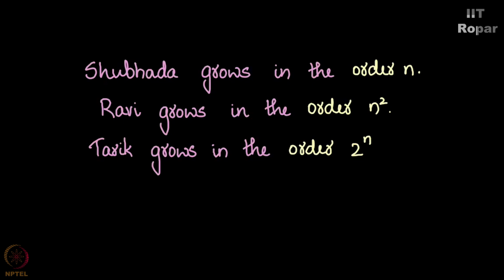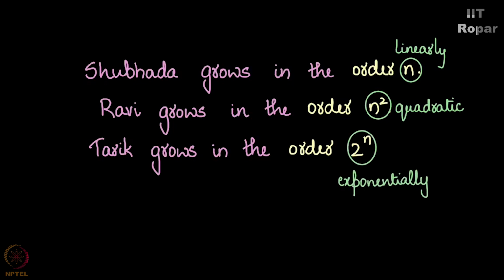Correct? So look at Shubhada. Don't look at 50 there. Shubhada grows, we say, linearly. Order n. N is linear, you see. N square, we call it quadratic. Ravi grows in a quadratic way. And Tariq, 2 to the n, is called an exponential function.